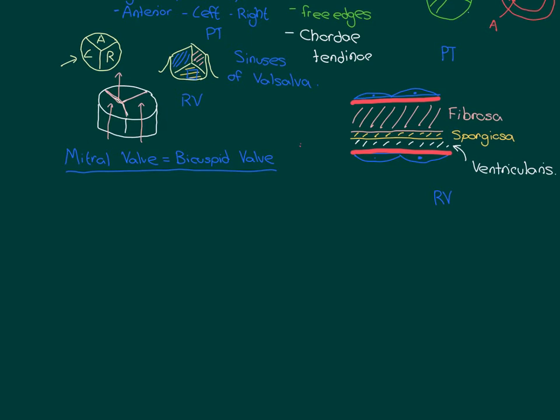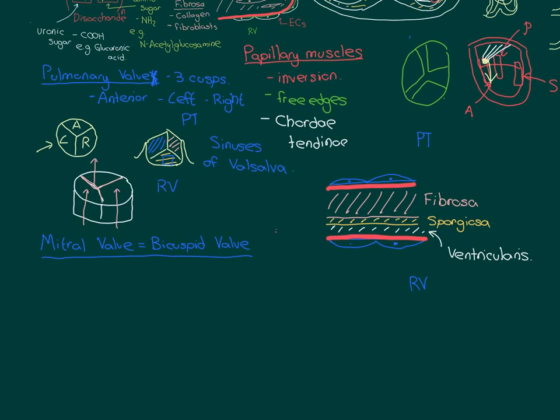Right, so this has just two cusps this time. However, as we'll see, one of the cusps can be thought of as being made up of three separate bits, which are known as scallops, but we'll come on to that in a moment. So it has two cusps, and these two cusps are an anterior one, so there is an anterior cusp of the mitral valve, and then a posterior cusp as well. So there is a posterior cusp of the mitral valve.